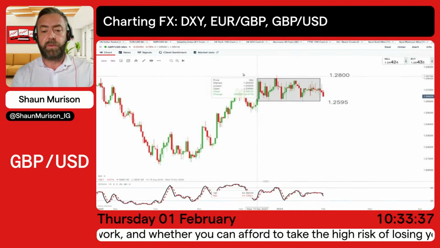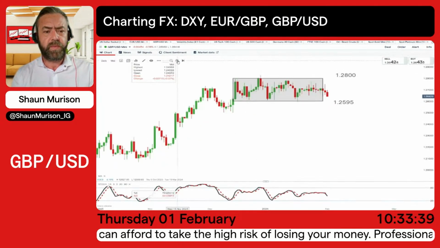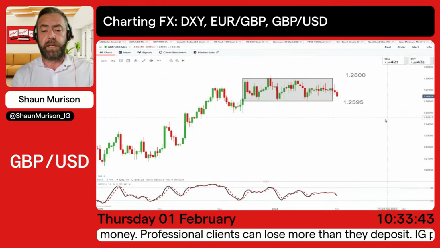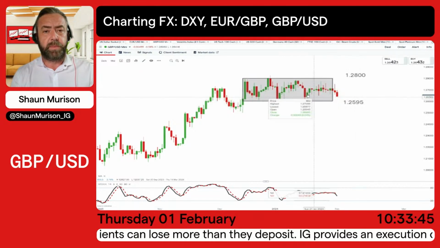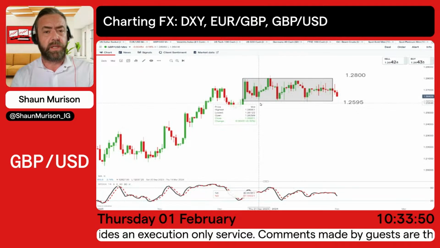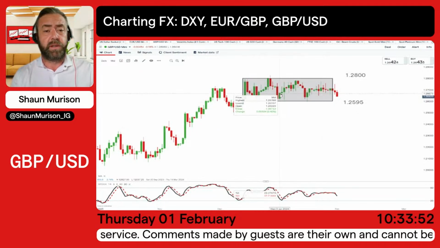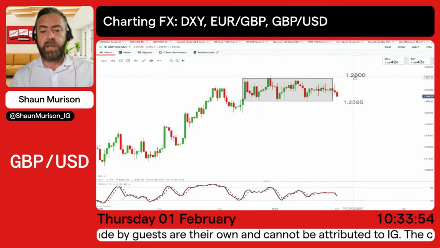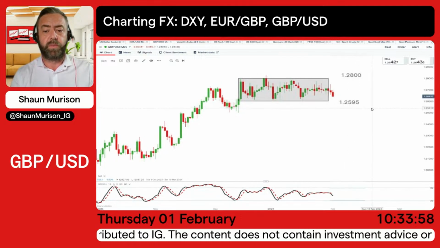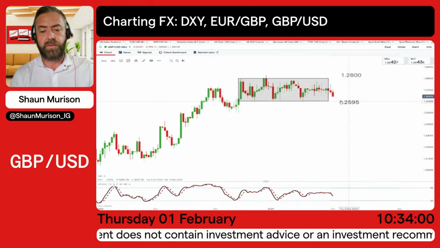Cable will be one to watch today, obviously with that Bank of England policy meeting today. In a range-bound trading environment, you could argue that the medium-term trend is up, but in the short term we're definitely in a range-bound price environment, and we are now moving towards that lower level of support, being 1.2595.